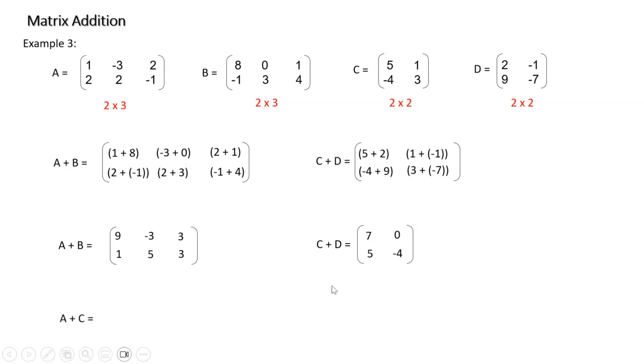Now let's do another one. How about A plus C? Matrix A is a 2 by 3, right? And matrix C is a 2 by 2. If you notice, matrix A and matrix C, they're not the same size. So in other words, this cannot be done, not possible. Okay? And I repeat, in order to add or subtract matrices, the size of the matrices must be the same.